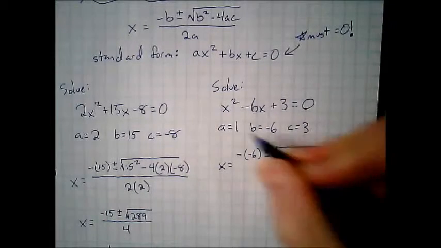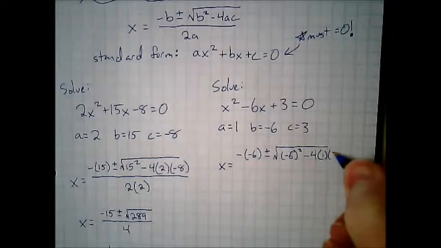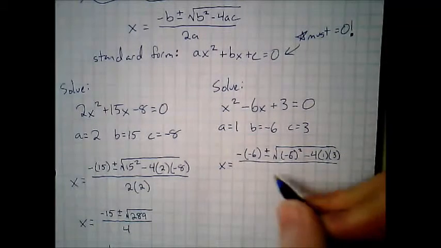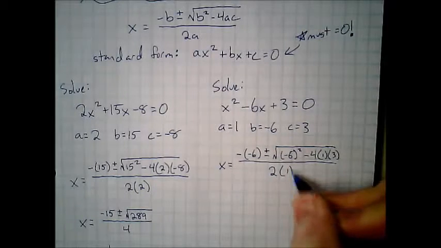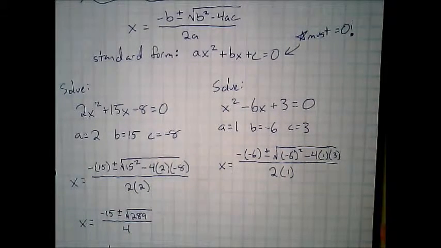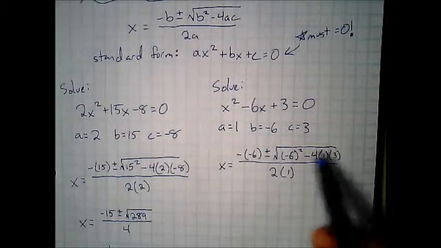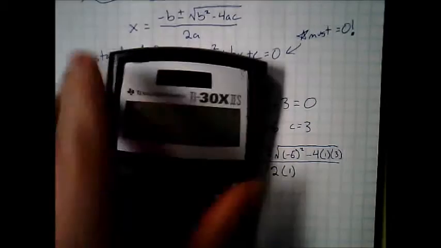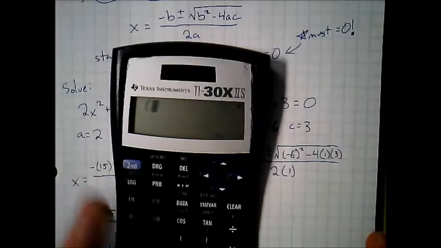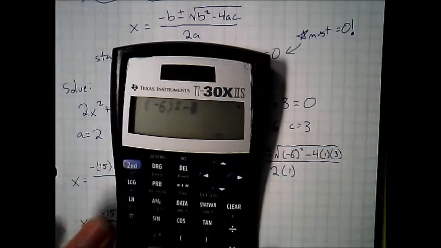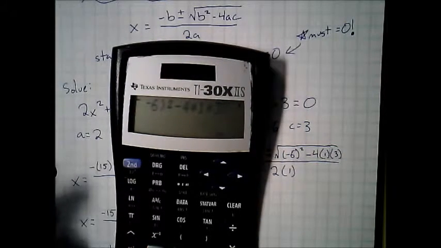Minus 4 times a is 1 times c is 3. And we're all dividing this whole thing by 2 times our a value. Now again, we want to make sure we're typing it in correctly, so we do what's underneath the square root first. So we do our negative 6 in parentheses, so we do negative 6, close the parentheses, square it, minus 4 times 1 times 3. And we get 24.